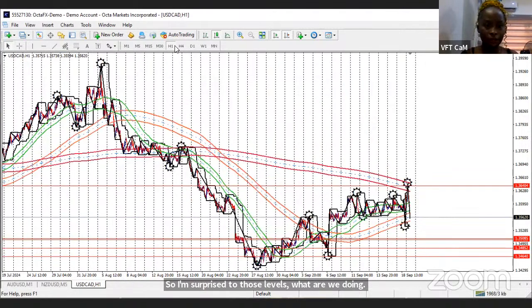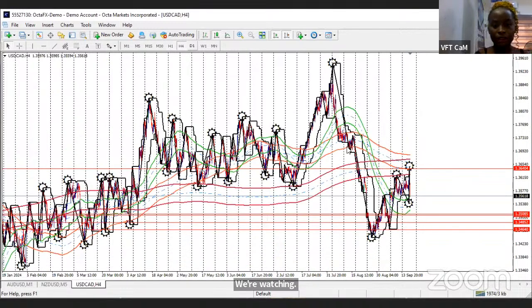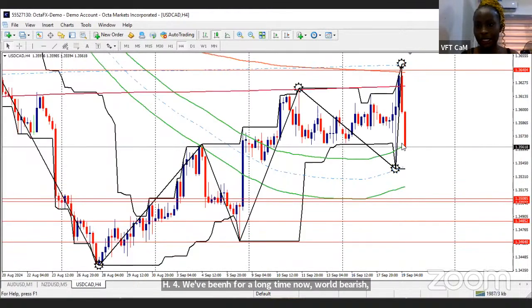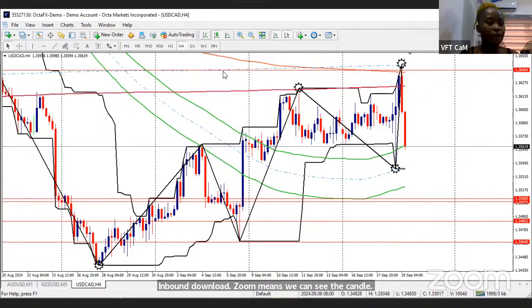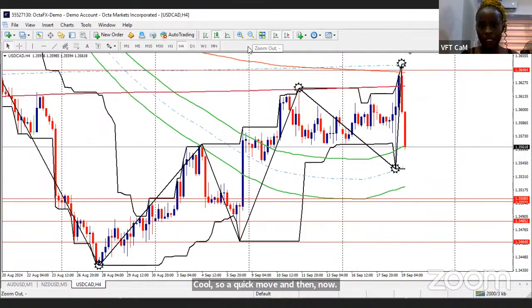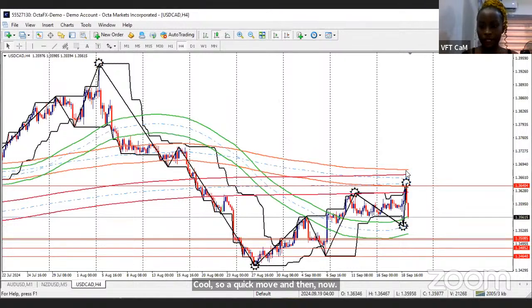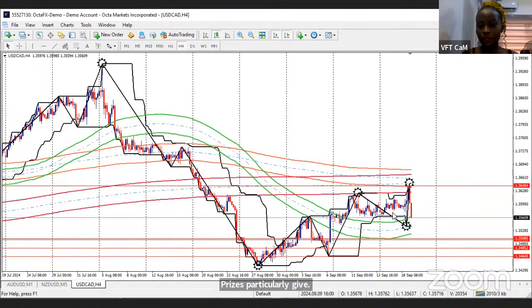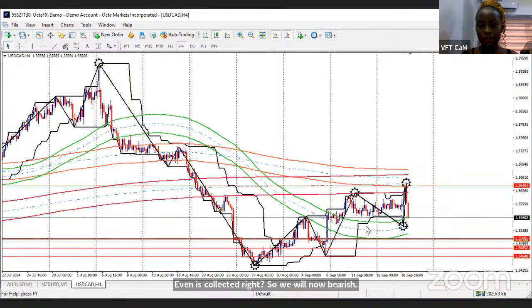USD CAD, H4. We've been bearish for a long time now, overall bearishness, but the news yesterday took it up and then came back down. Let's zoom in so we can see the candle. So a quick move downward, and then now price has taken what it gave and it's collected, right? So we're now bearish, profit taking here as well. So we're seeing moves downward, although momentum is still to the upside on the H4.